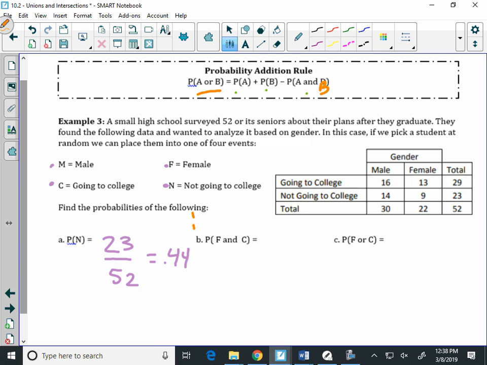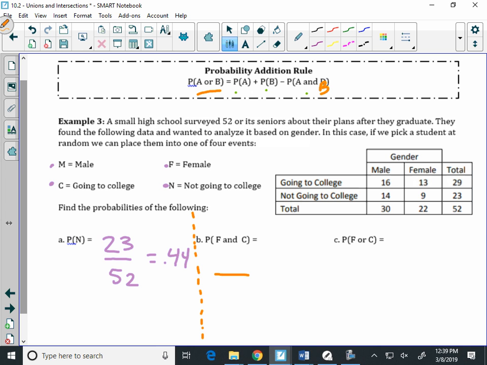B is saying what's the probability of F and C? So what's the probability of picking someone who is female and going to college? They have to fit both criteria. Okay? So we're still going to make a fraction. What's still going to go in the bottom of our fraction?